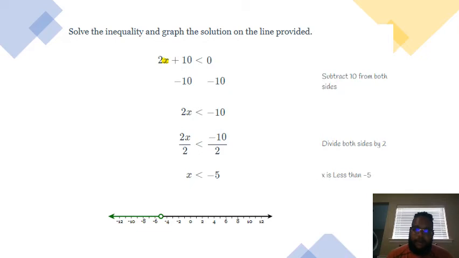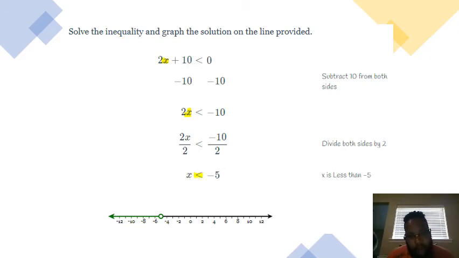So we have 2x is less than negative 10. We need to get rid of the 2. There's the x. We need to get rid of the 2. So the opposite of multiply is divide. We divide both sides by 2. And we get x is less than negative 5.